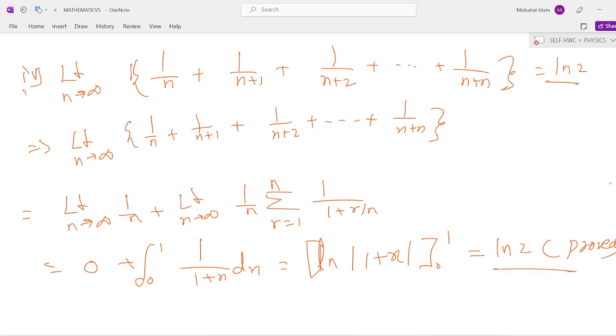Okay, so this question is very, very important. Next, I will talk about some more important questions and answers. This unit is named definite integral as the limit of a sum.